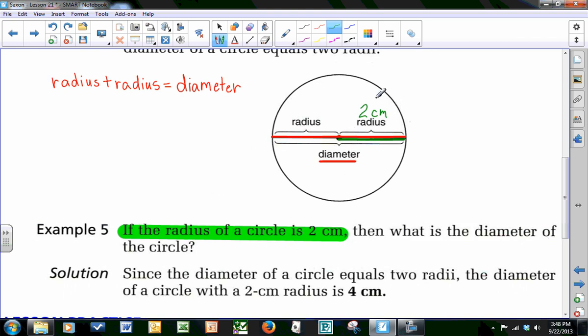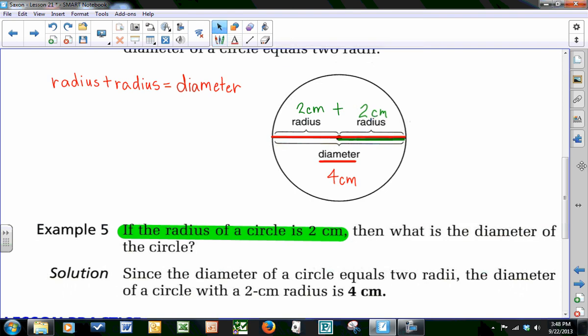Well, remember, radius is just half, 2 centimeters. If this radius is 2 centimeters, then this radius also must be 2 centimeters. And if you add 2 plus 2, then you get a diameter of 4. 2 plus 2 is 4 centimeters. So your diameter would be 4 centimeters if the radius of a circle is 2 centimeters.